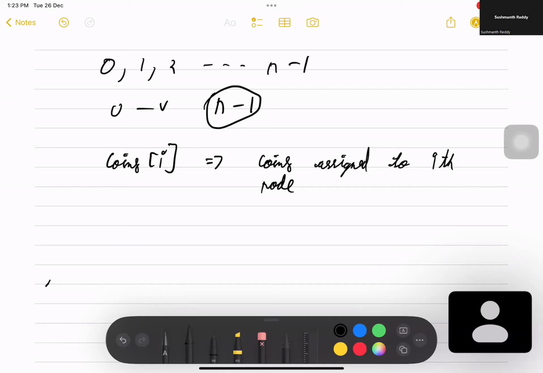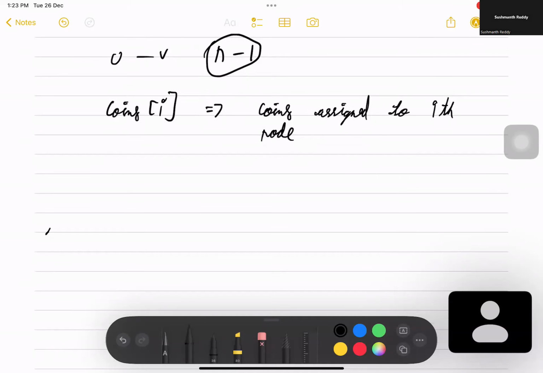How many coins we need to place on each node depends on the following conditions. The first condition is: if the ith node's subtree has lesser than 3 nodes, then we should always place one coin.